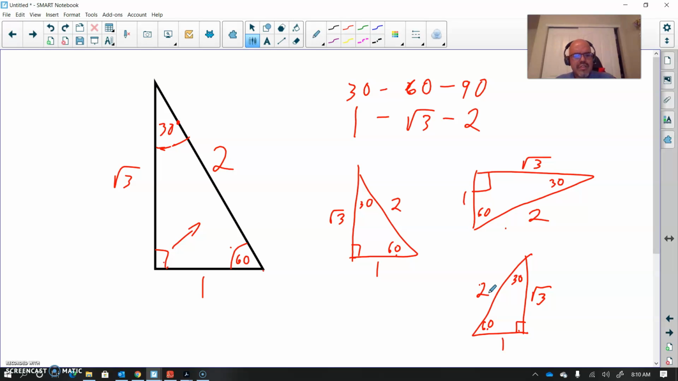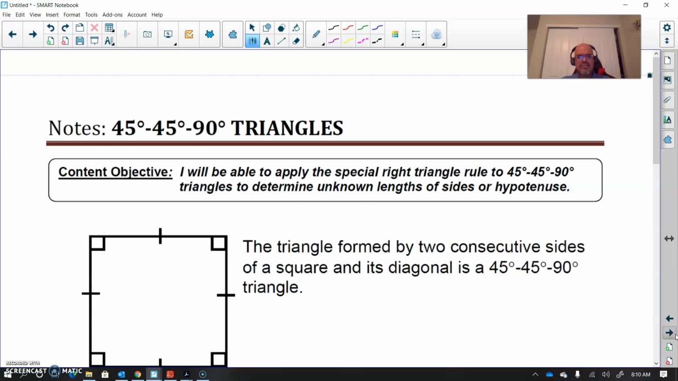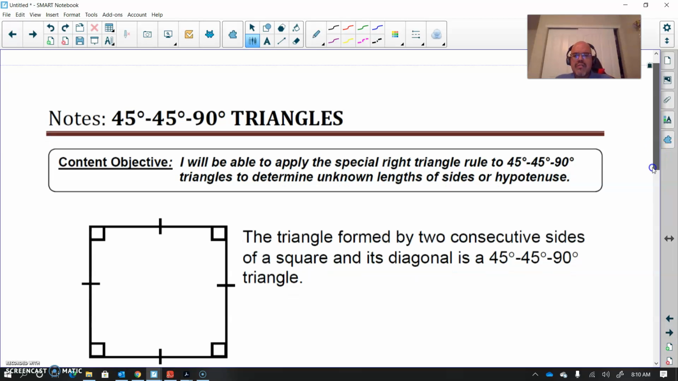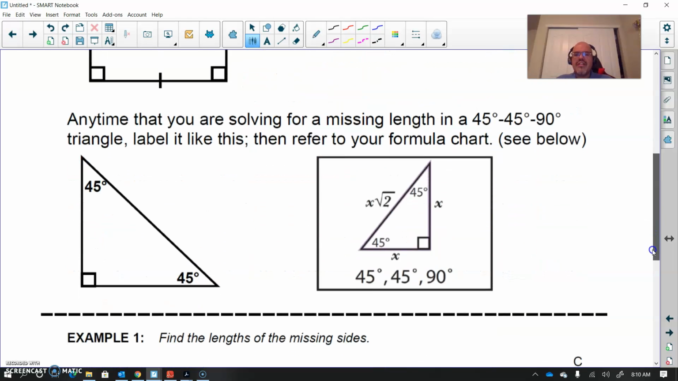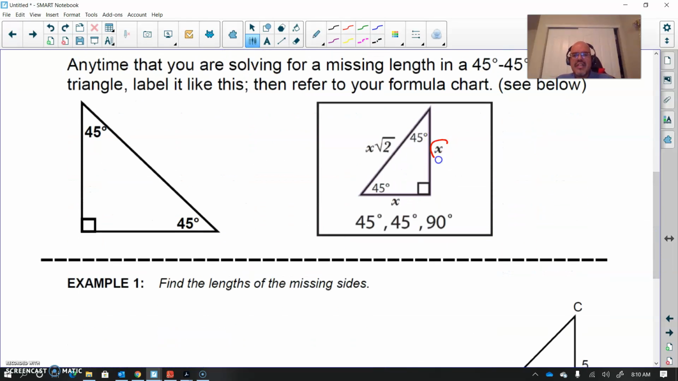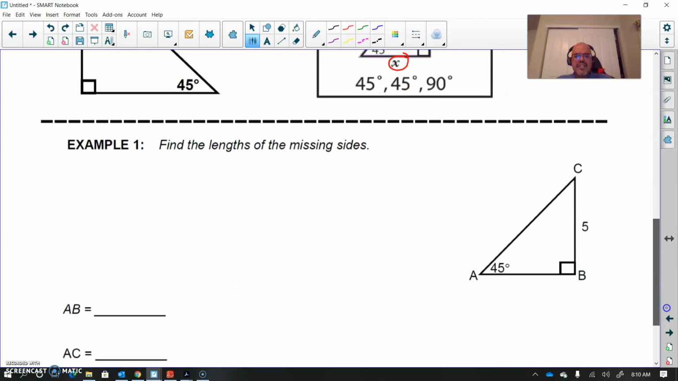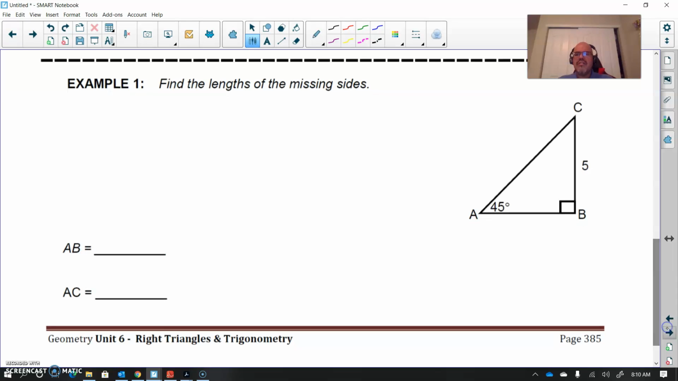Okay, so let's go ahead and move on to the actual notes. So right here we have a triangle inside of the 45 degree angle. So of course they use these X's, but we're not going to. We're going to go ahead and figure these out a little bit differently. So find the lengths of the missing sides. So we could do this by the Pythagorean theorem. That leads into radical simplification, of course.